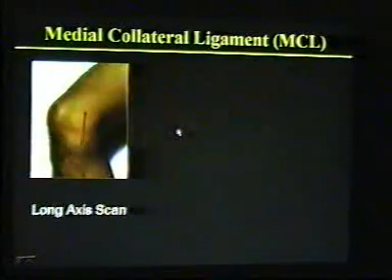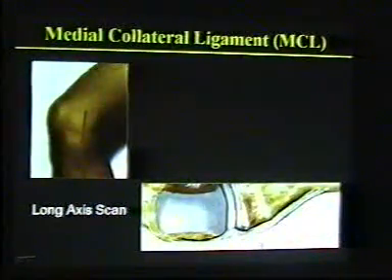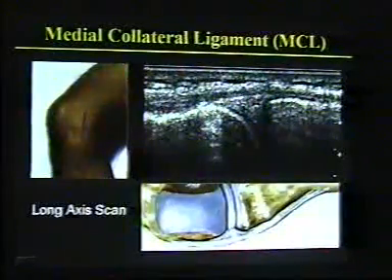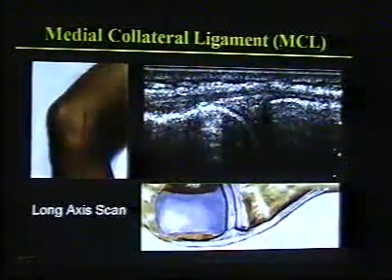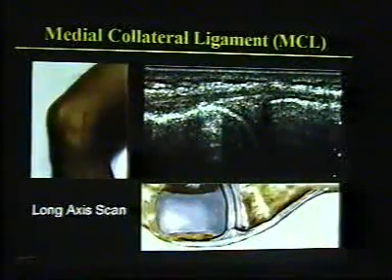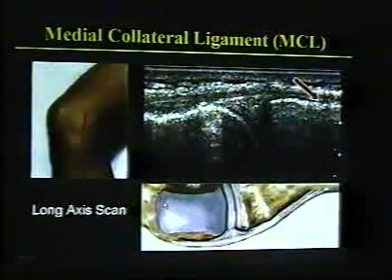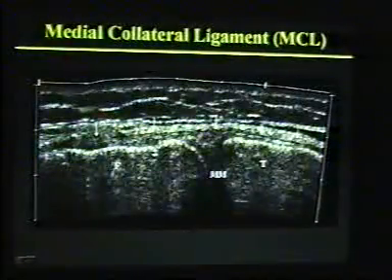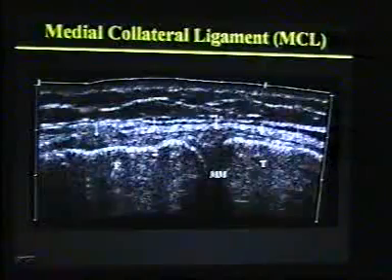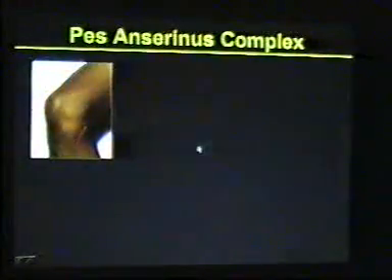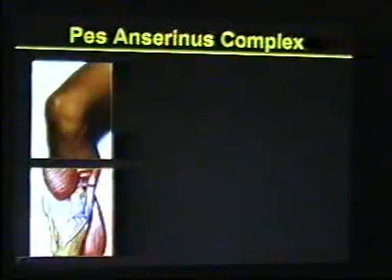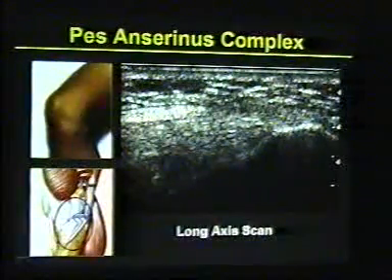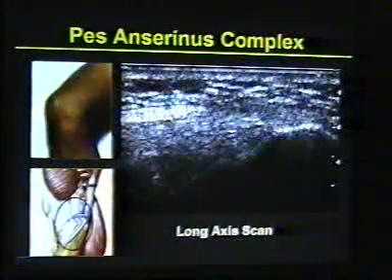For the medial collateral ligament, we scan the patient in transverse, in short axis and in long axis, and here is the medial collateral ligament which we scan, and we get this type of view. Here is the meniscus, and this arrow indicates the whole of the medial collateral ligament. There is a panoramic view showing the medial collateral ligament with the medial meniscus. And for the Pes Anserinus complex, we scan this area for the sartorius gracilis complex, and here are the three tendons. The long axis.